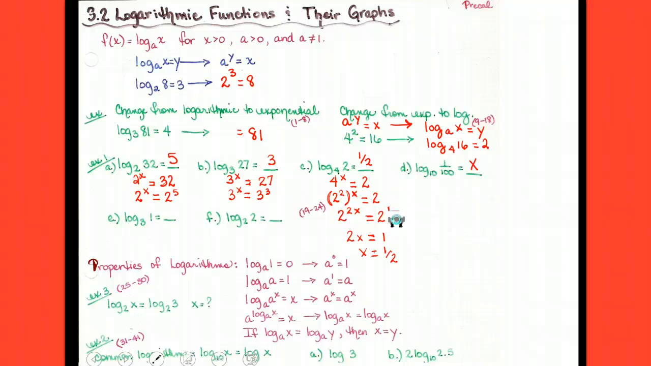All right, what's the exponential form for this one? Yeah, 10 to the x is equal to 1 over 100. So again, I need a common base for 10 and 1 over 100. All right, so what common base can I use?